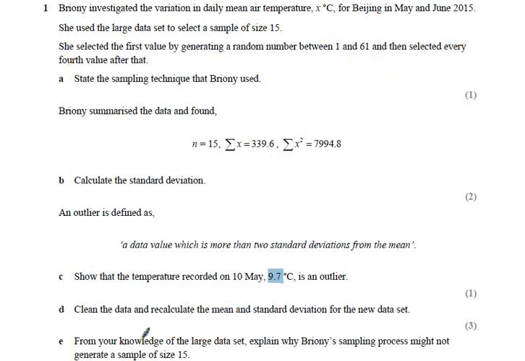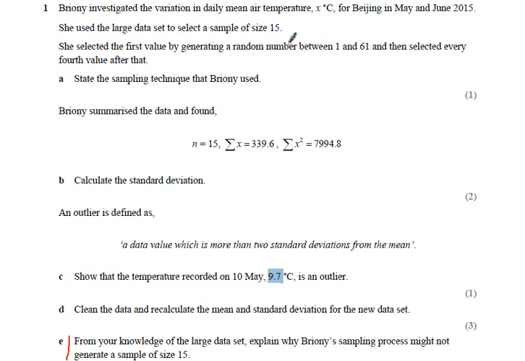And then it says, from your knowledge of the large data set, explain why the sampling process might not generate a sample size of 15. Now, if you actually looked at the large data set, then I think the answer that the mark scheme for this question actually gives is a bit silly. It's a generic answer, I think. The answer that it gives is that there might be numbers missing from the data.